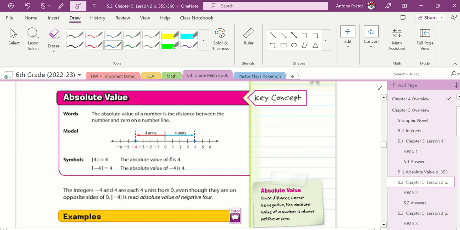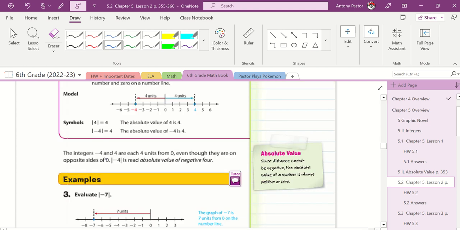All right, and then we're going to get into these little tricky kind of examples. The absolute value of a number is the distance between the number and 0 on a number line, as we discussed before. So -4 and 4 both have an absolute value of 4. The integers -4 and 4 are each 4 units from 0, even though they are on opposite sides of 0. |-4| is read absolute value of -4. Remember, we talked about the negative symbol being on the inside of the absolute value symbols.